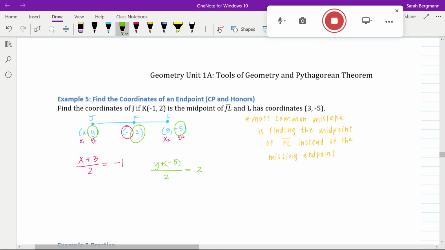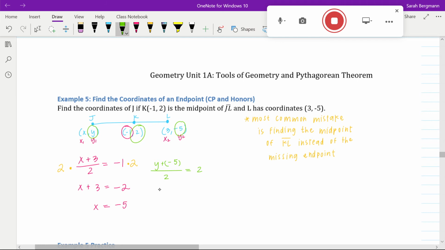Once I have the equations set up, then I can solve them. So to solve this, the first step to getting x by itself is not to subtract 3 on both sides, because remember, technically this numerator x plus 3 is in parentheses. So I can't subtract 3 on both sides yet. The first step is I need to multiply by 2 on both sides to get rid of dividing by 2. So that gets me x plus 3 equals negative 2. Now I can subtract 3 on both sides, so I get that my x-coordinate is negative 5.